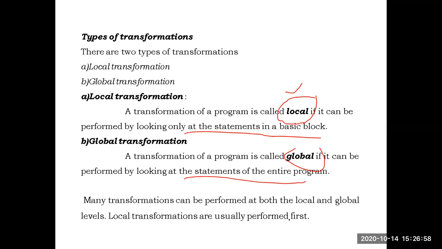As we said, many transformations can be performed at both the local and the global levels. Generally, most of the transformations are performed at both levels. When we want to perform both, local transformations are usually performed first. After local optimization only, global optimization will be performed. This is briefly today's concept, the introduction of code optimization. What are the types of transformations? This is briefly the things.